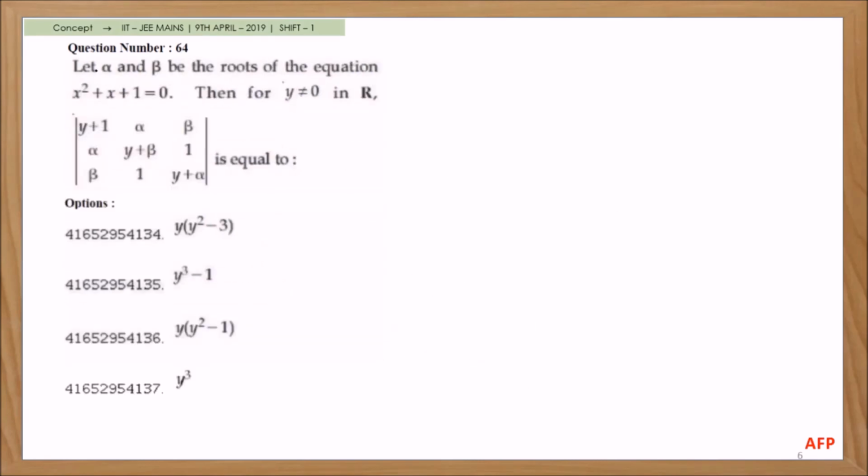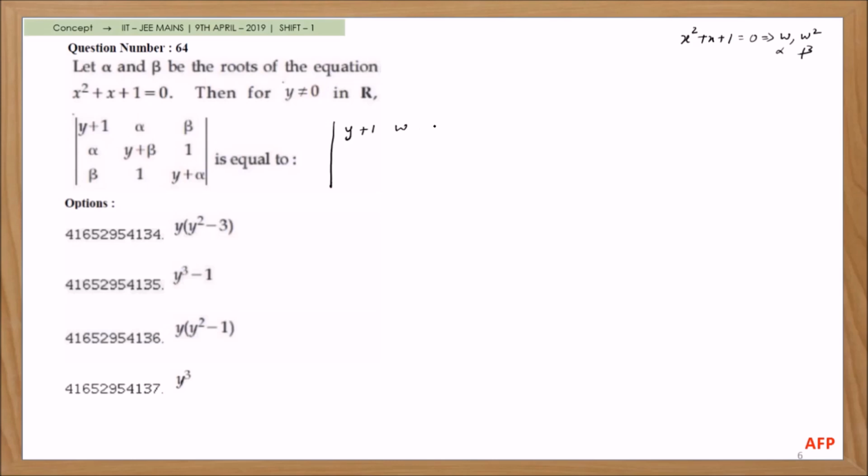Next problem. Let alpha and beta be the two roots of this equation. Then for y not equal to 0 in R, we are supposed to find the value of this determinant. Using this equation we can write x square plus x plus 1 equals 0. The roots will be omega and omega square, so alpha will be omega and beta will be omega square. So we'll replace in this determinant and we will find the value.